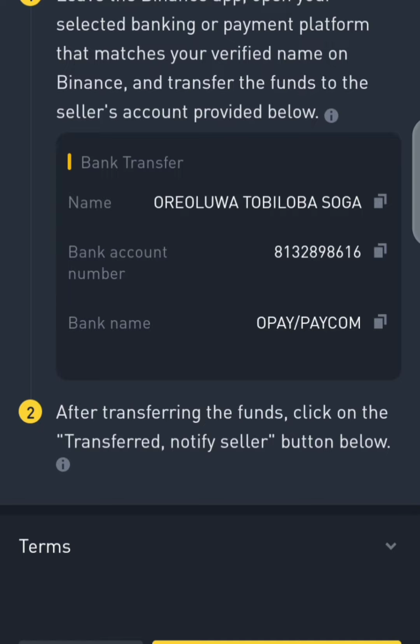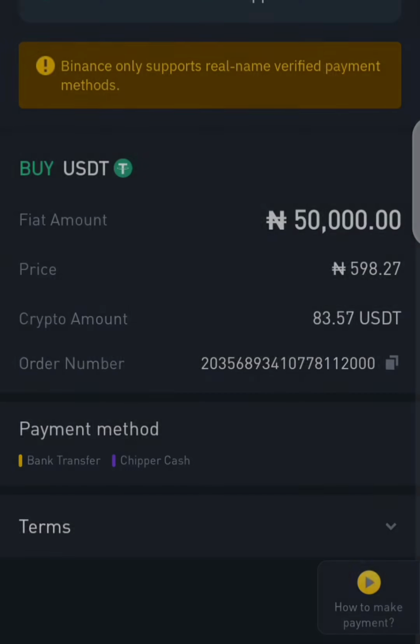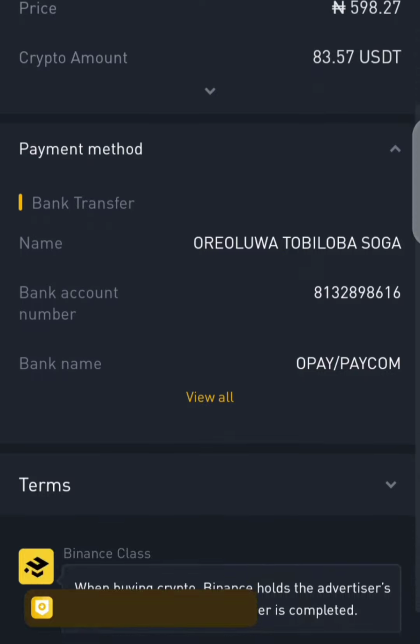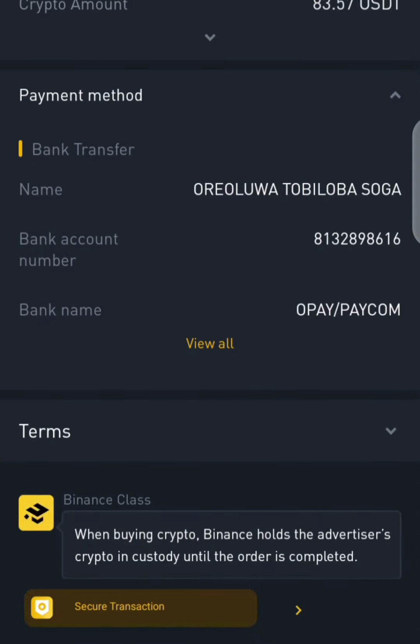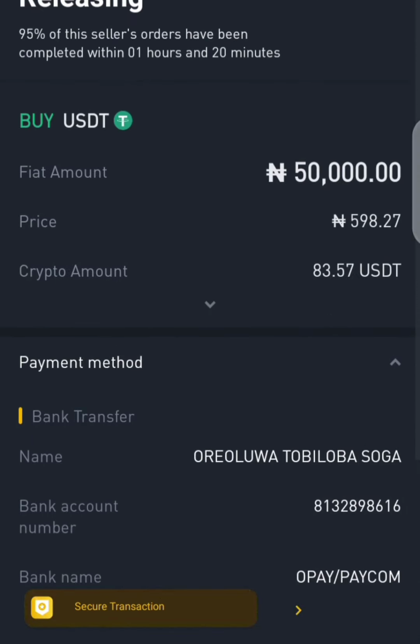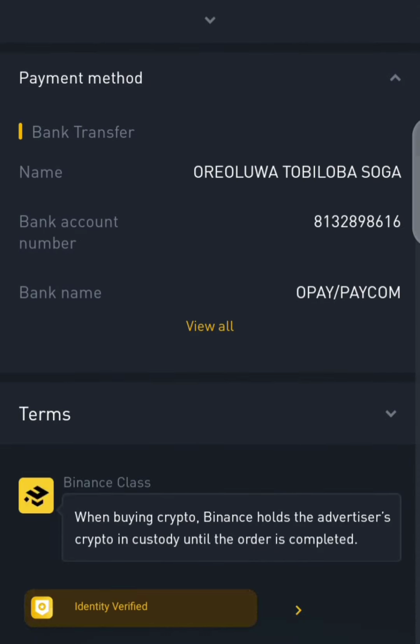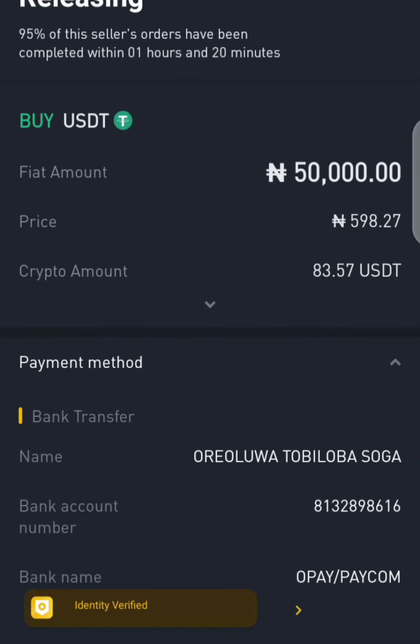Before you make payment to Toby, please click on transferred, notify seller. You first of all have to click on transferred. The reason is this, I will explain that. If you don't click that, sometimes you will transfer the money to Toby before coming to say you've paid. Network might be bad, and sometimes you might have low battery, the phone might go off, and once the phone goes off, and this countdown, I didn't show you the countdown. There was a countdown that was going on. You have to pay before the countdown. Most times some is 15 minutes and some is 30 minutes.